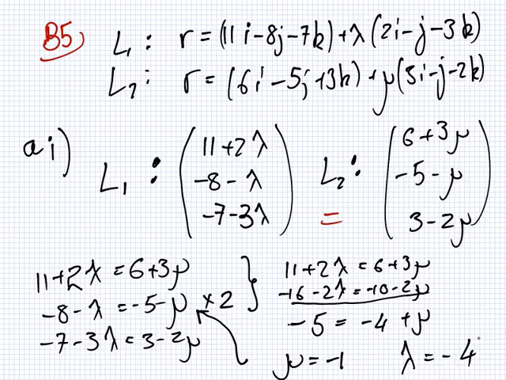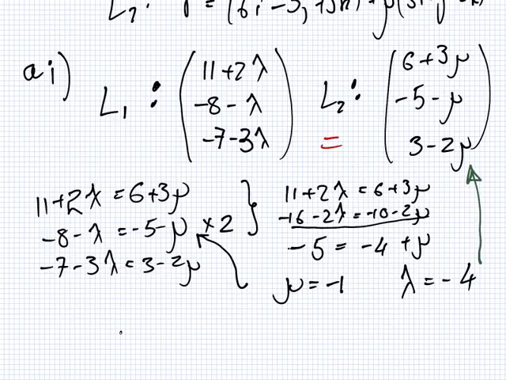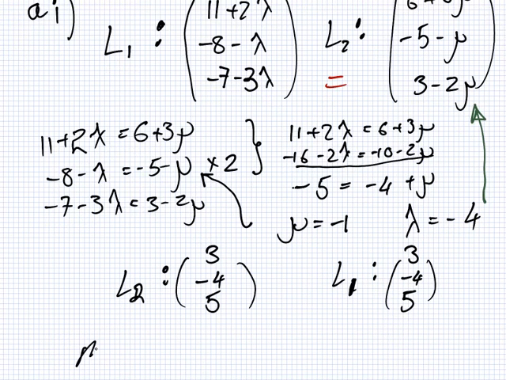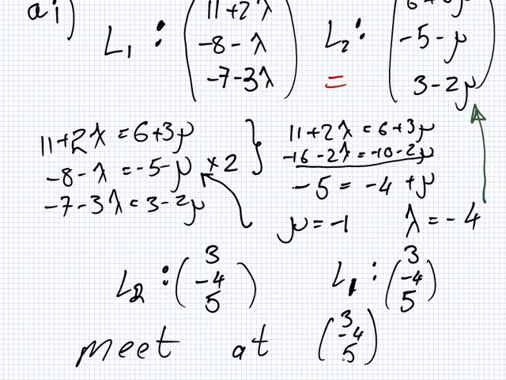Then we take these two answers and put them back in to get our L1, L2 where they meet. So I'll get L1 and then L2. Okay, so mu is minus 1. So 6 minus 3 is 3. Minus 5 minus minus 1 is minus 4. 3 minus minus 2 is 5. That's actually L2. This is L1. 11 minus 8 is 3. Minus 8 plus 4 is minus 4. Minus 7 plus 12 is 5. Yep, they're the same. So the answer is they meet at 3, minus 4, and 5.